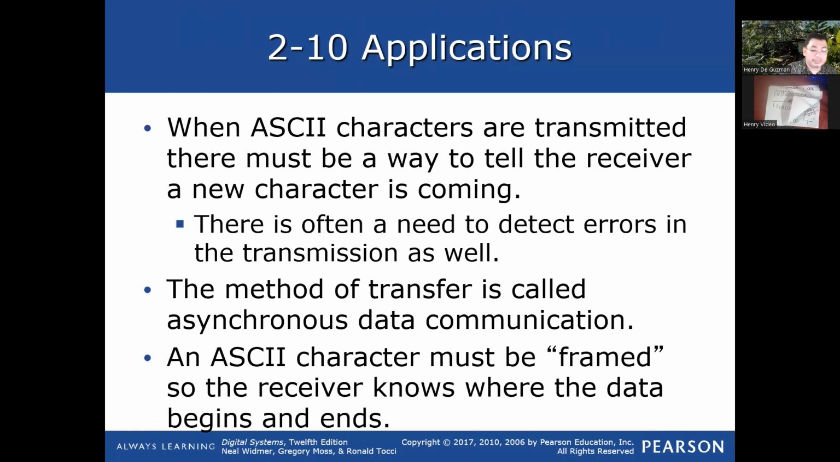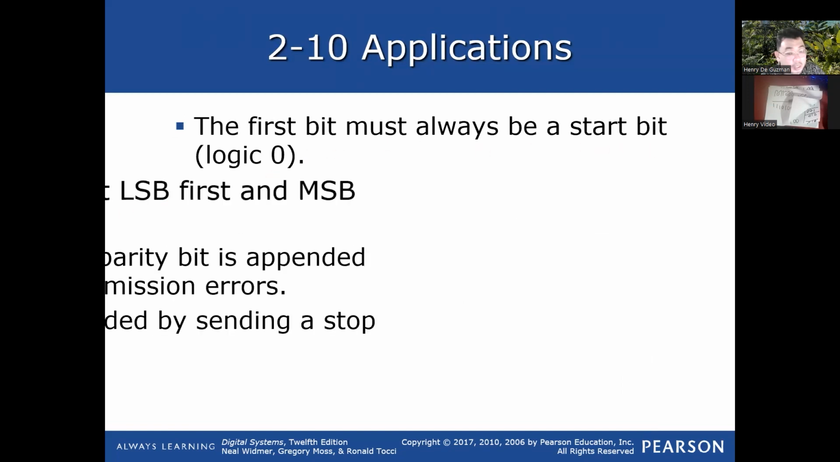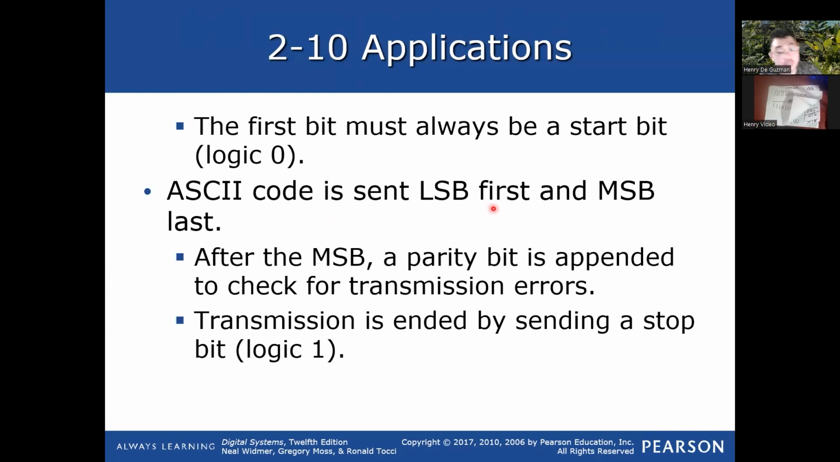So an ASCII character must be framed so that the receiver knows where the data begins and ends. So nagkakaroon siya ng parang packet. Then the first bit must always be a start bit, a logic 0. And then the ASCII code is sent LSB, or the least significant bit, first, and the last is the most significant bit. So after the MSB, a parity bit is appended to check for transmission errors. So pag hindi nagbago, so no errors. Transmission is ended by sending a stop bit, logic 1. And that's it. Parity checking.